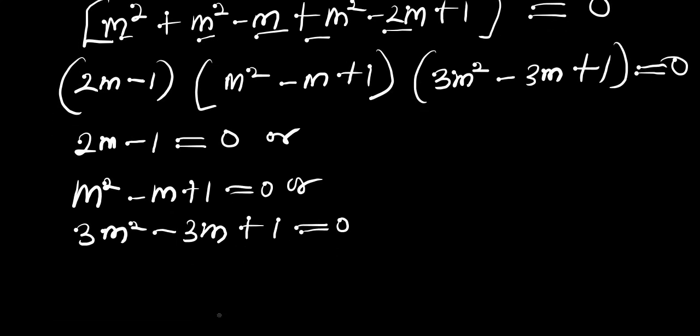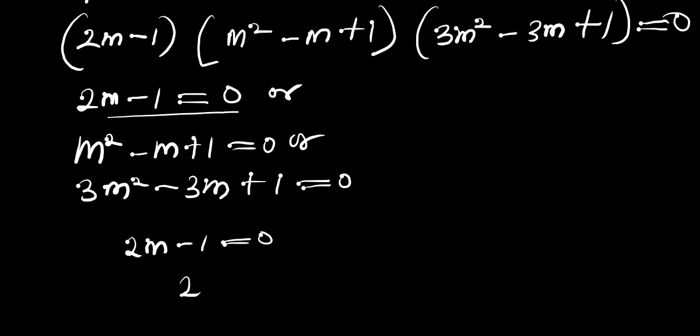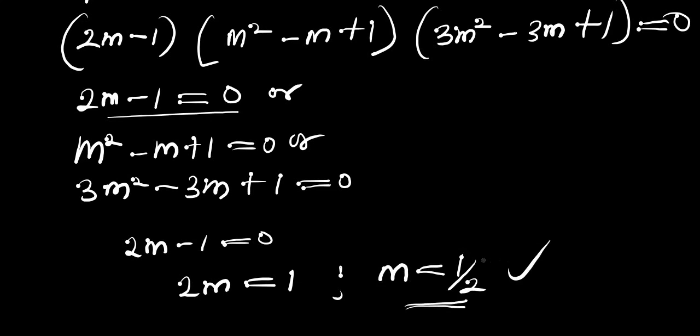Now for the first one here, this will definitely give us a real solution. If you have 2m minus 1 equals 0, that means you are going to have 2m equals 1, and from here we are going to have m equals 1 over 2. So this becomes one of the solutions. This is the real solution. Now let's solve this other one here.